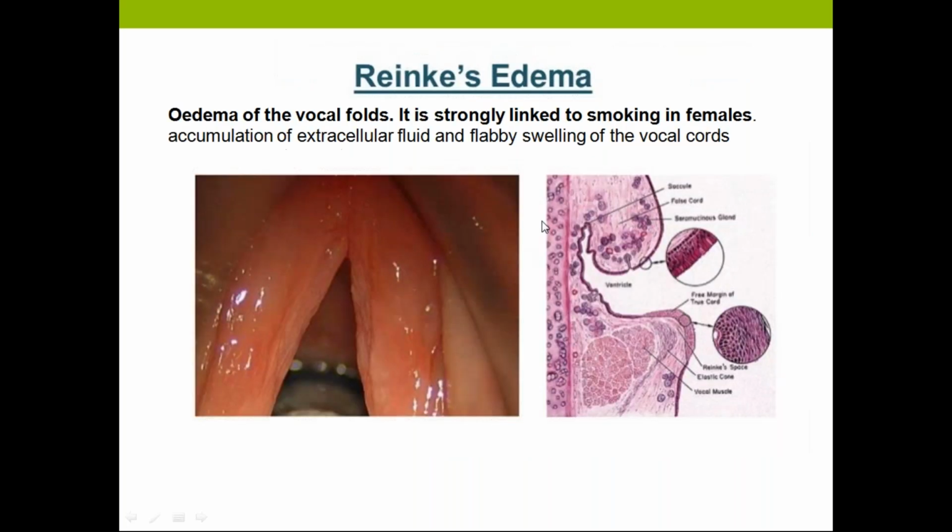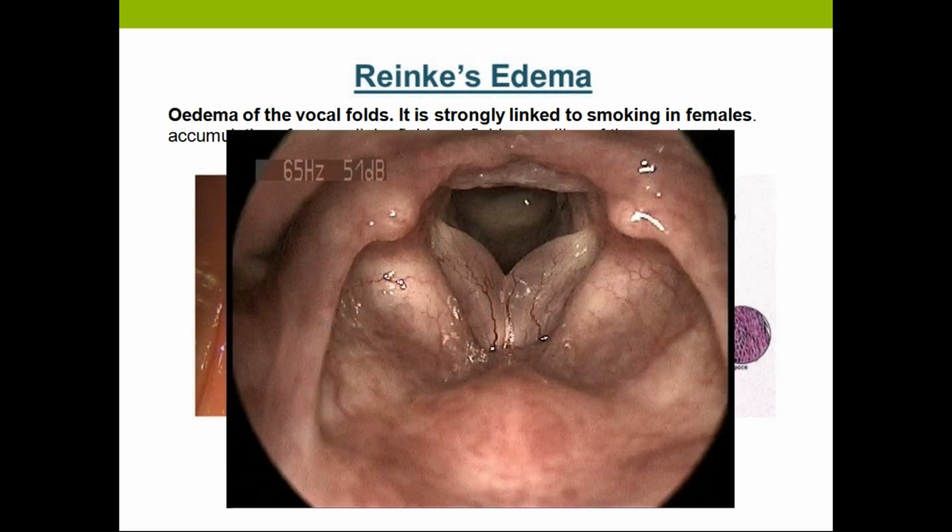Next is Reinke's edema. What is Reinke's edema? Edema of the vocal cord is called Reinke's edema. This is mainly associated with smoking in females. In males, I think it will be adapted, but for females it is unusual. There will be accumulation of extracellular fluid and swelling of the vocal cord. This results in edema called Reinke's edema. You can see in the next picture the edematous appearance of the vocal cord here.